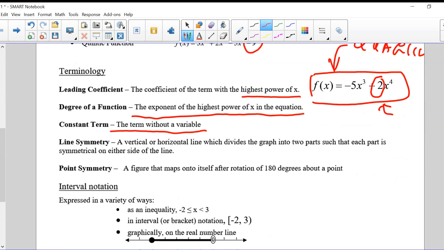All right, line symmetry. What is line symmetry? Well, you've heard of symmetry before because I'm sure you've heard of things like the axis of symmetry. It's just a line that divides a graph in a way that what's on the left-hand side of that line is the same as what's on the right-hand side of the line. It's a mirror image of each other. That's what a line of symmetry is. It's just a line that separates.